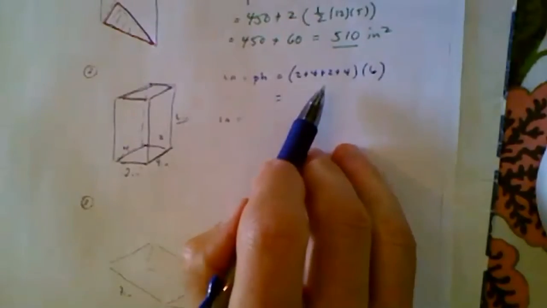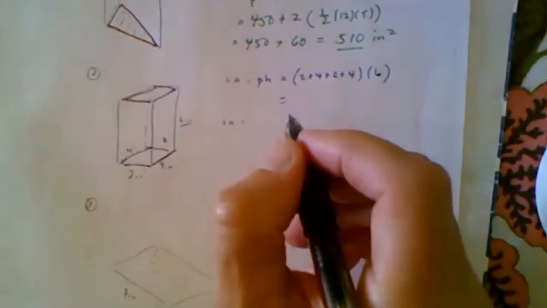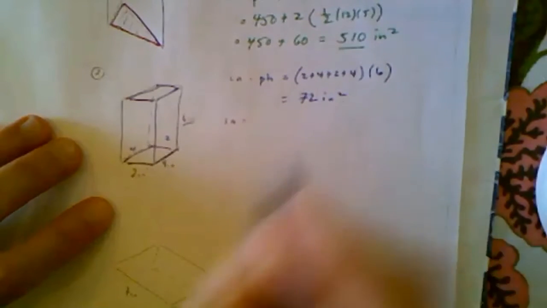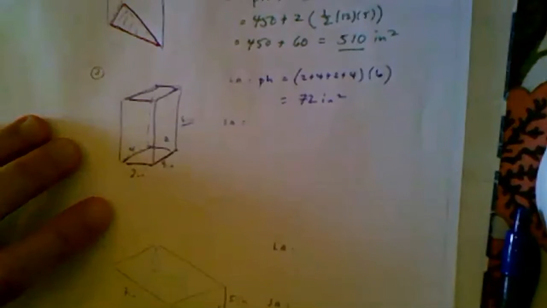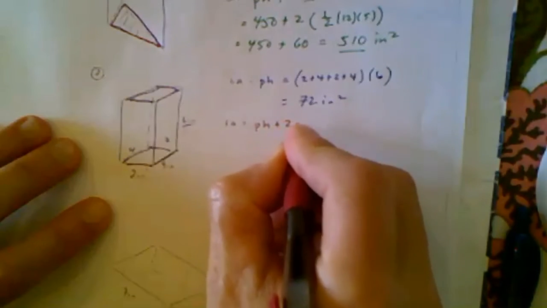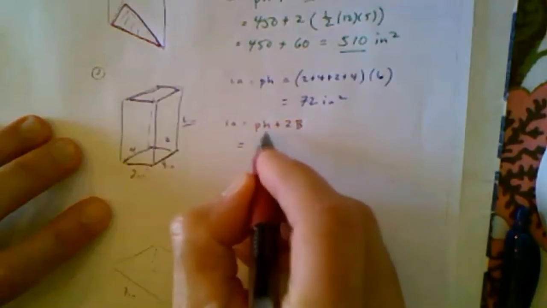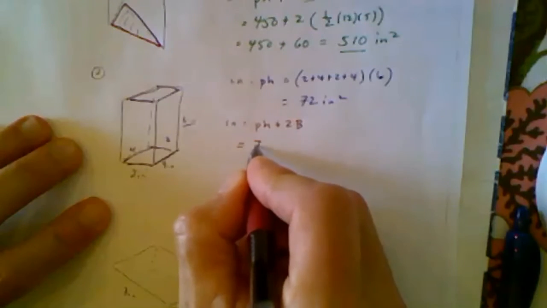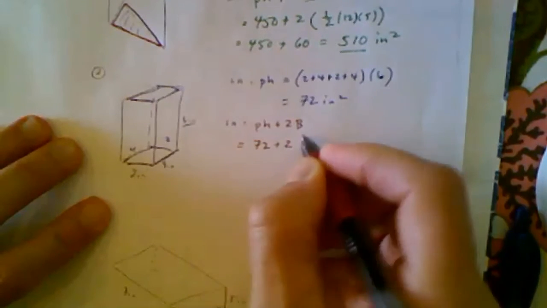So simplifying all that, this is going to be 12 times 6, which is what, 72? That's 72 inches squared. Then I'll be adding on to that to calculate the total surface area. So perimeter times height plus 2 big B. Again, no need in redoing this. Perimeter times height is that 72. And I'm going to add on to that the area of the base.